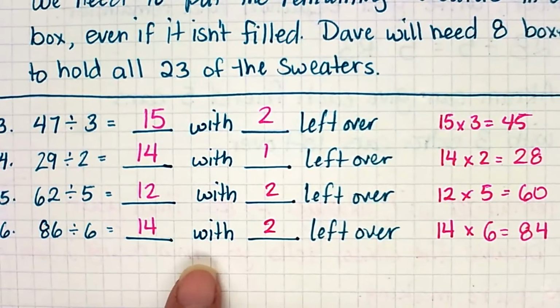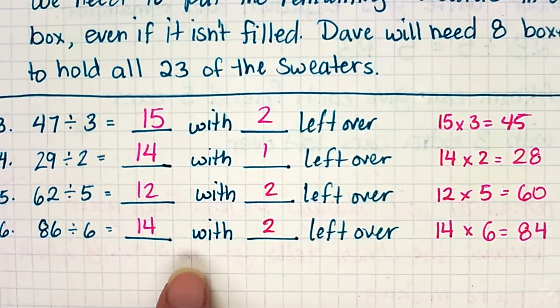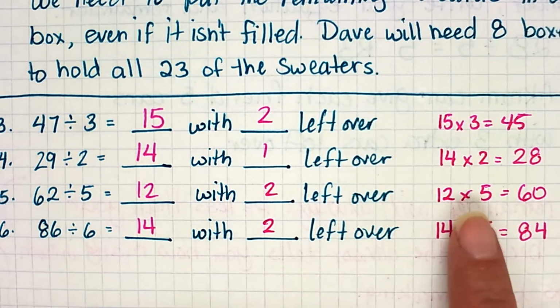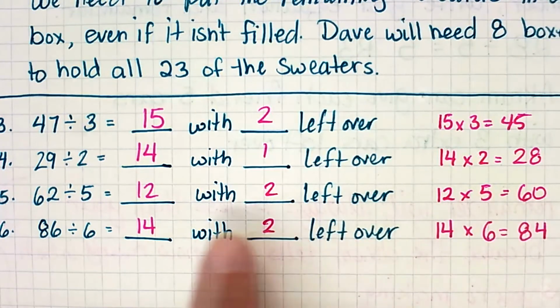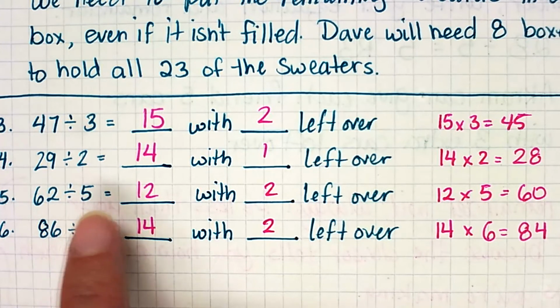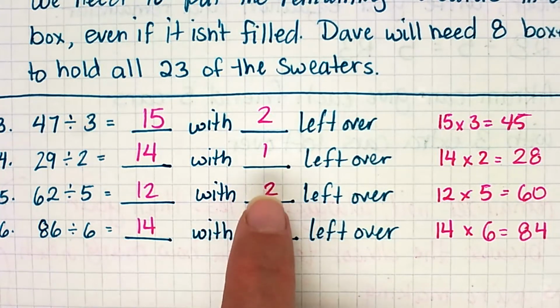For number 5, we have 62 divided by 5. I need to see how close I can get to 62, skip counting by 5s without passing 62. And the closest I can get is 12 times 5, which gives me 60. So my answer over here is 62 divided by 5 is going to be 12 with the remainder of 2.